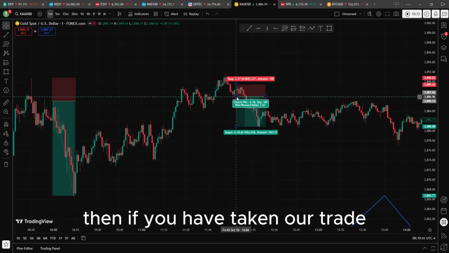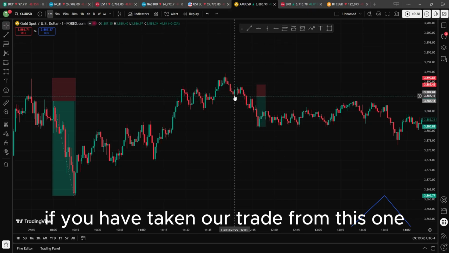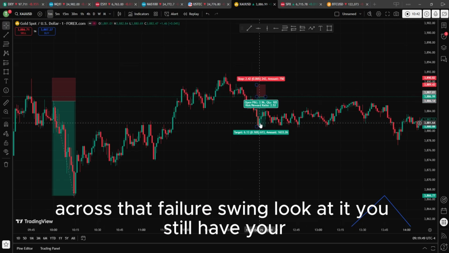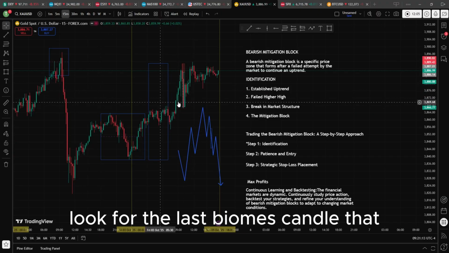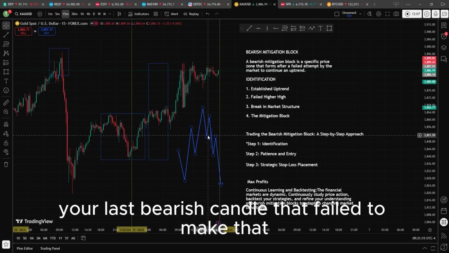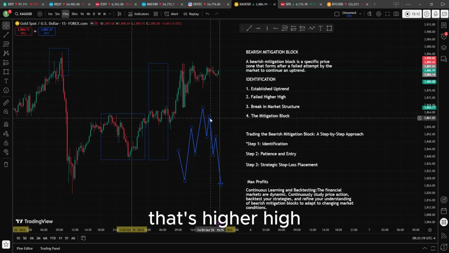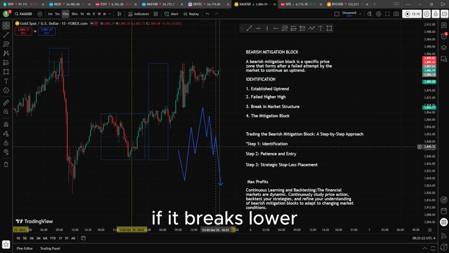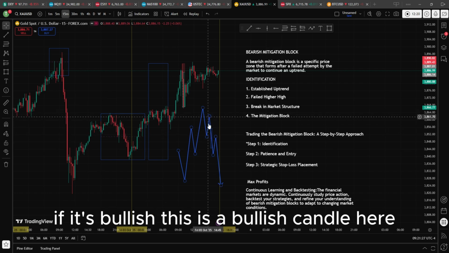If you had taken a trade, let me remove this so I can see it better. If you are taking a trade from this one, look at that failure swing. You still have to look for the last bearish candle that failed to make that higher high, before the impulsive break lower. If it breaks lower, then wait for it to come back to the upper. This is a bullish candle here.